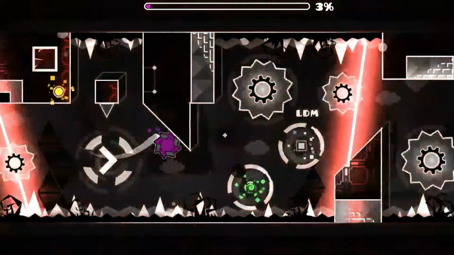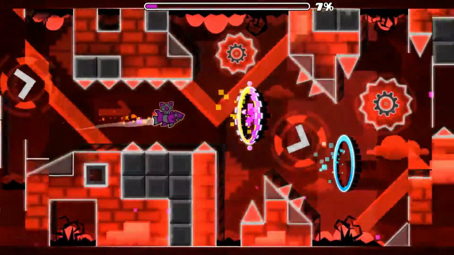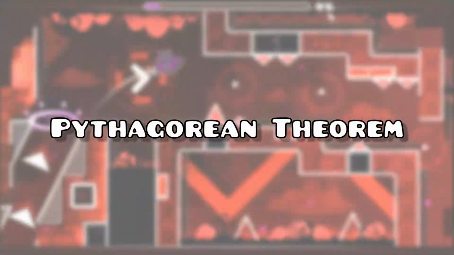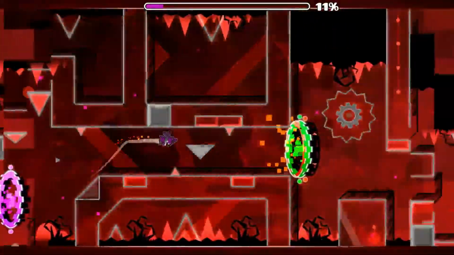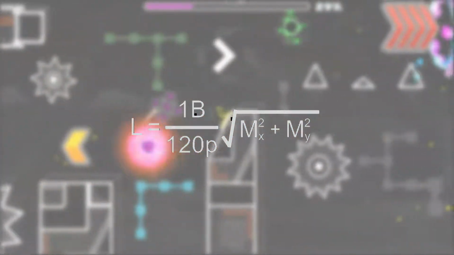Now, this might actually become problematic once you try to measure diagonal lines, but this can be simply overcome by using the Pythagorean theorem. We all know this, come on. Okay, fine, I'll say it anyway. M sub x squared plus M sub y squared is equal to M squared. Just take the square root of both sides and congratulations, you isolated M. Plugging this into the original equation, you get L is equal to 1B divided by 120p multiplied by the square root of M sub x squared plus M sub y squared.